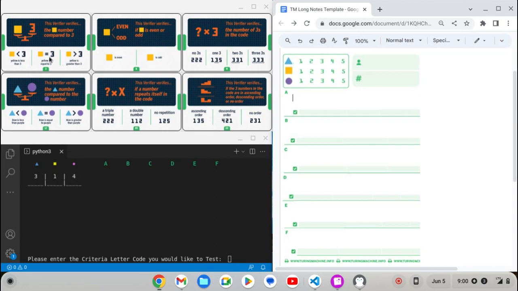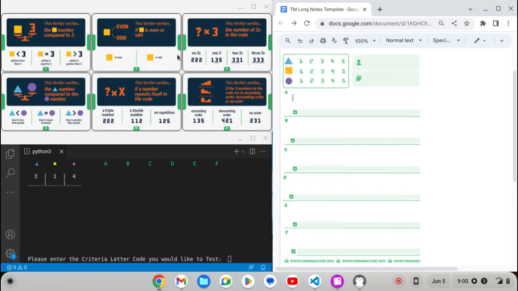On the top row we've got criteria card A, criteria card B, and criteria card C. And the bottom row we've got criteria card D, criteria card E, and finally criteria card F. Criteria card A looks at the middle digit, the square digit, and compares that value to the number 3. So should the square value be less than 3, equal to 3, or greater than 3?